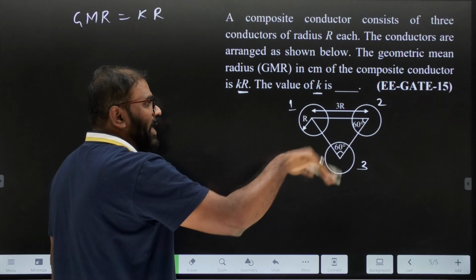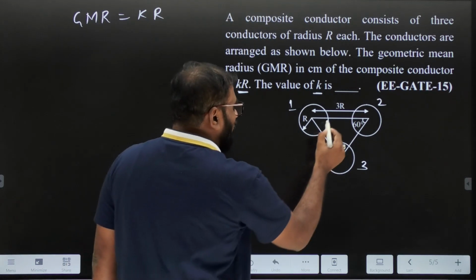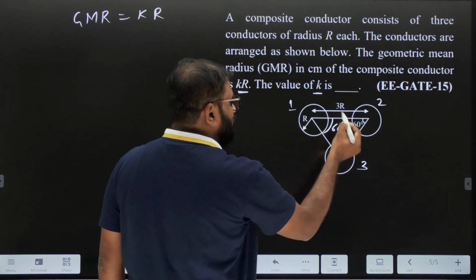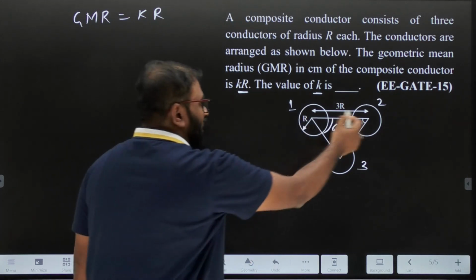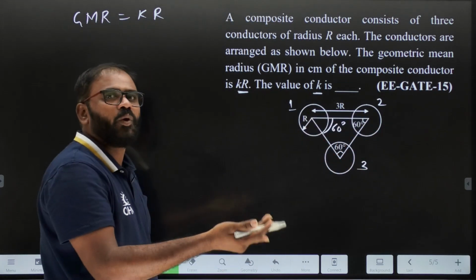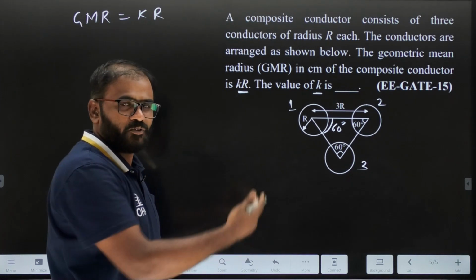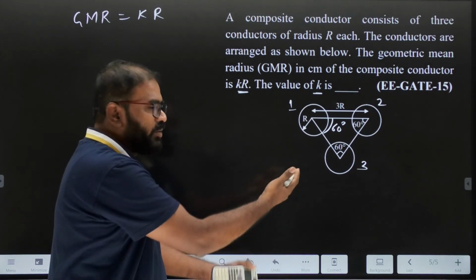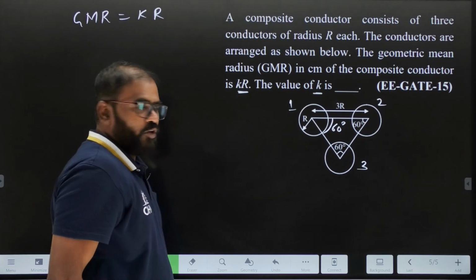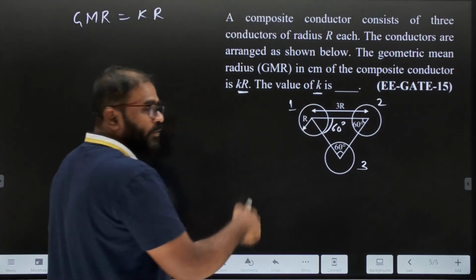In a triangle, the total angle is 180 degrees. Now, what is this angle? Also 60 degrees. If that is the case, these 3 conductors are forming what now? An equilateral triangle. So this is the first thing you should know. This is from basics, from simple maths. You need to identify this first.